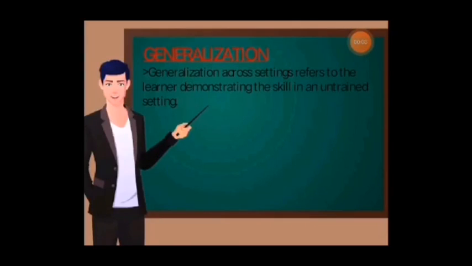Good day everyone. I'm the one who will discuss generalization and simplification. Generalization across settings refers to the learner demonstrating the skill in an untrained setting. For example, if the learner was taught to engage in time management at home and is now also able to engage in time management at school.